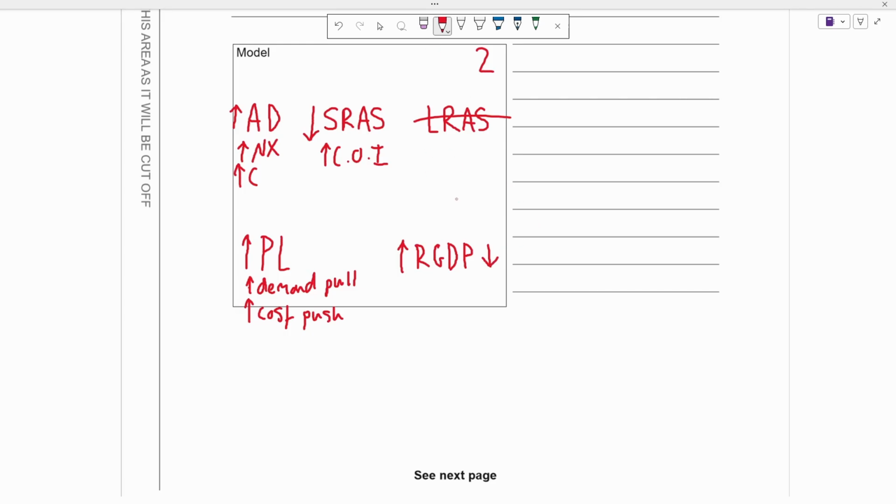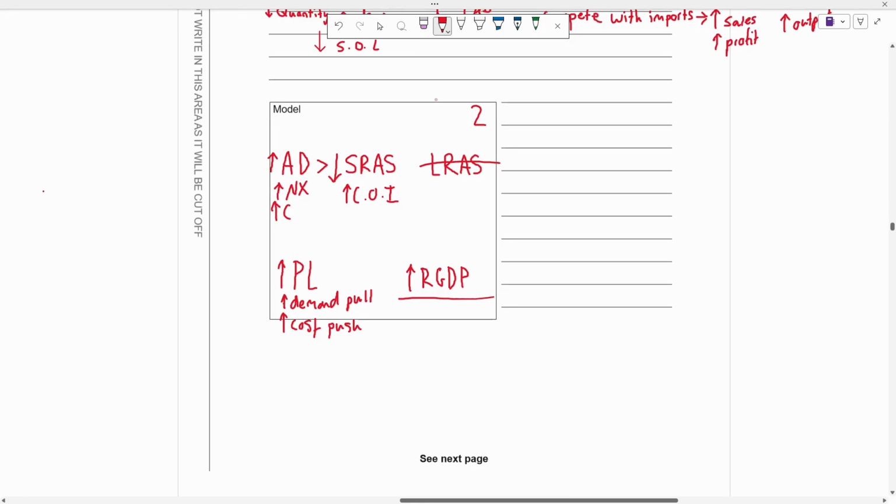Well, generally, in SCARSA marking keys, you would want a depreciation to increase real GDP. So we would do an increase in real GDP. And often, the increase in aggregate demand is greater than the decrease in short-run aggregate supply. Anyway, so that would increase real GDP. Now let me show you guys the sample answer.